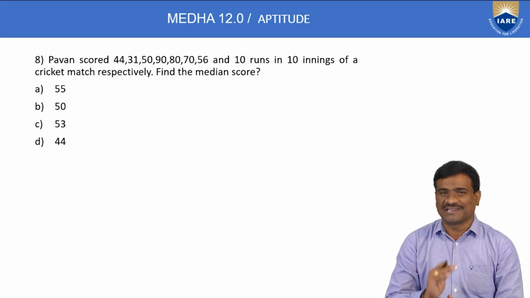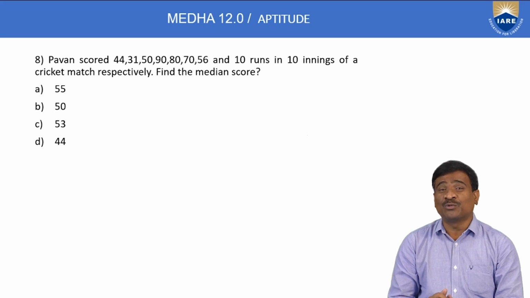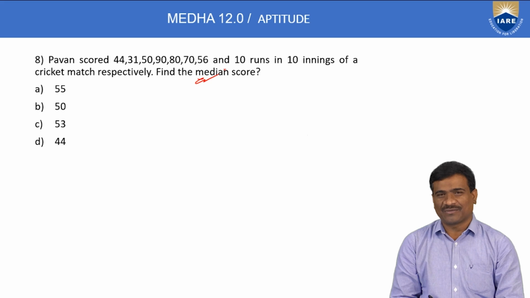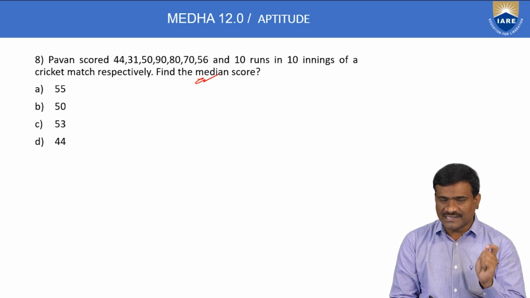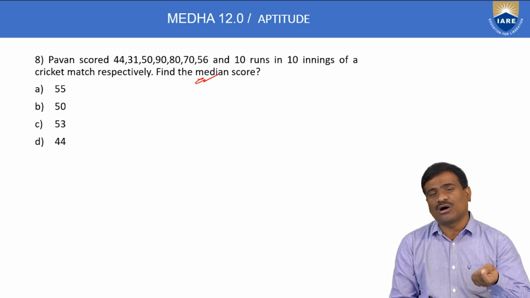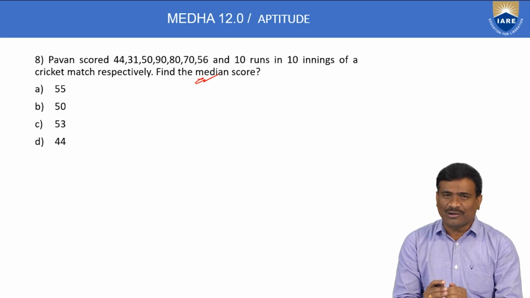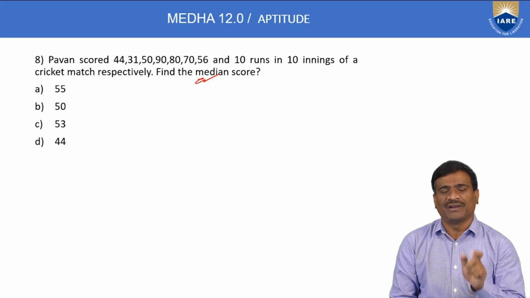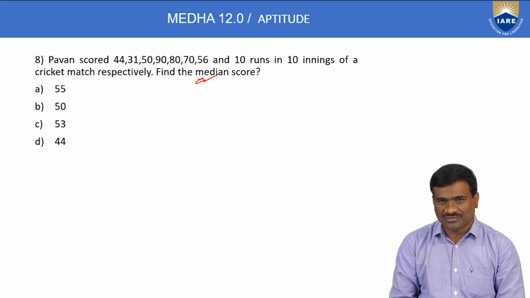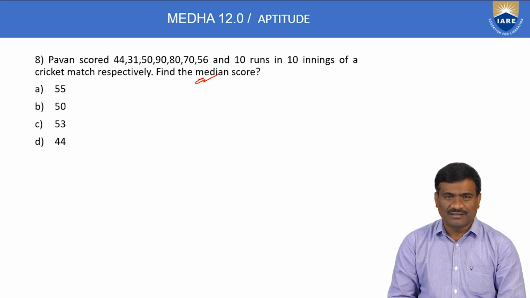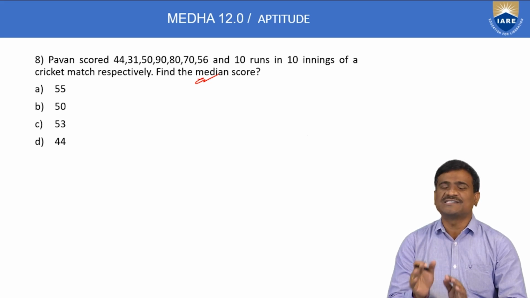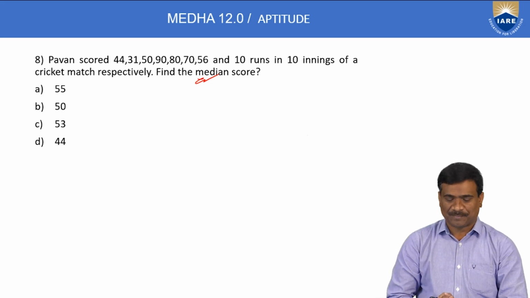Median is the middle of the series. Mode is the most repeated number. But here, calculate only the median. Concept: first write either ascending order or descending order. Next, calculate the middle number of the series. If n is odd, there is a unique middle number, (n plus 1) by 2. If n is even, calculate two middle numbers. Then the median is equal to the sum of the two middle numbers divided by 2. This is the median definition.